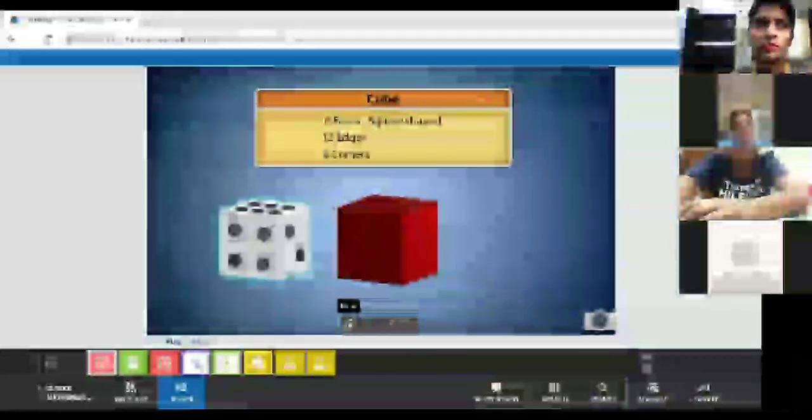We saw that a dice is shaped like a cube. Can you think of any other object that is cube-shaped? Well, have a look at this Rubik's Cube.